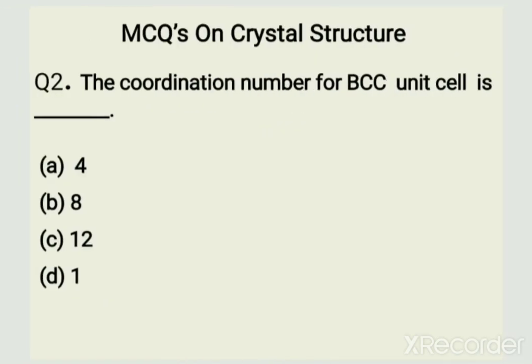Next question is the coordination number for BCC unit cell is. First, we have to understand what is the meaning of coordination number. Coordination number means the nearest neighboring atom, and in BCC unit cell, the coordination number is 8.